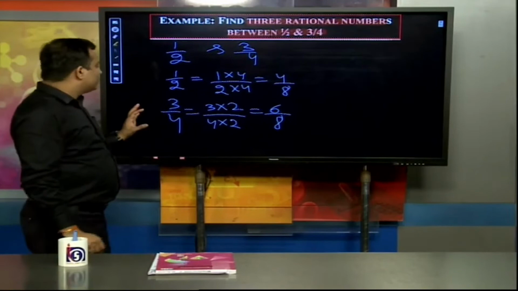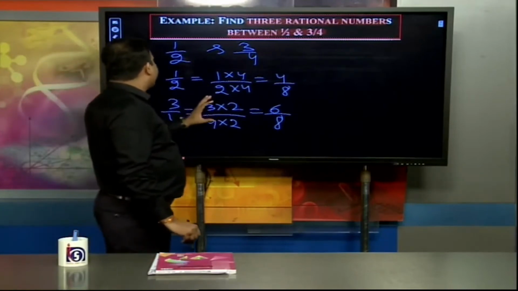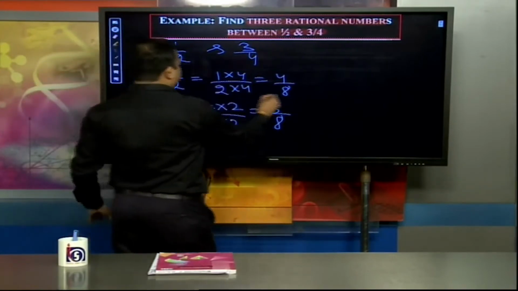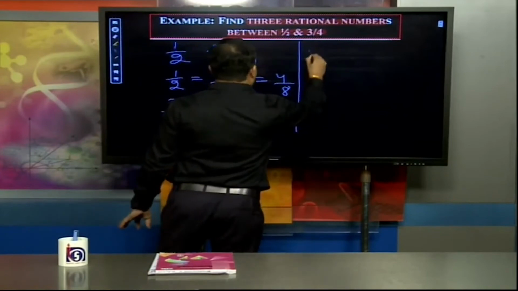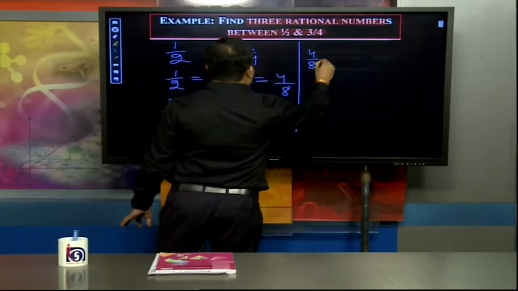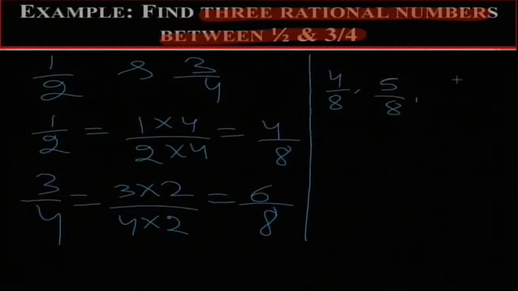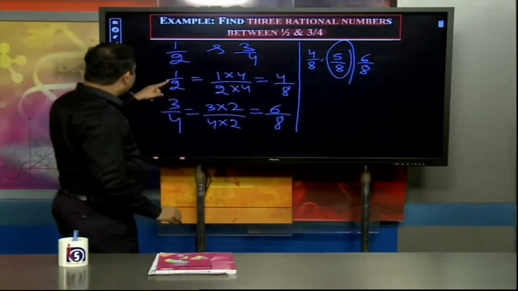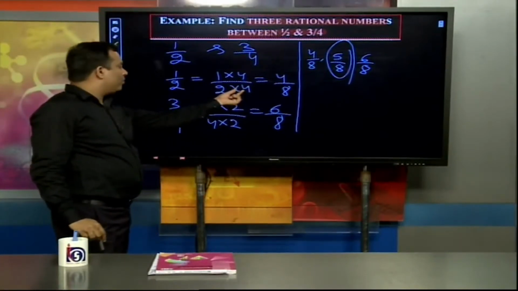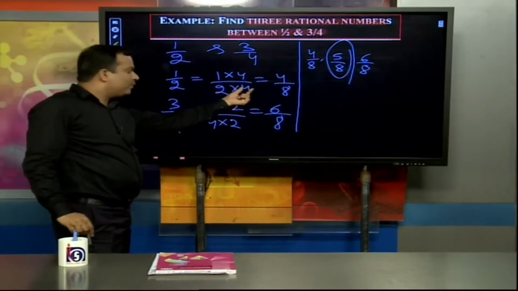So now I can write 4 by 8, 5 by 8, 6 by 8. So between 1 by 2 and 3 by 4, 5 by 8 is also one rational number. So between the two rational numbers 1 by 2 and 3 by 4, 5 by 8 is one of the rational numbers. Again, similarly, suppose in place of multiplying by 4, we multiply by 8.